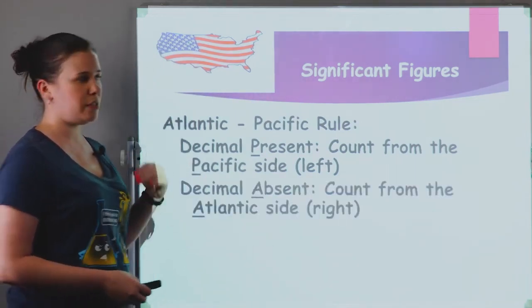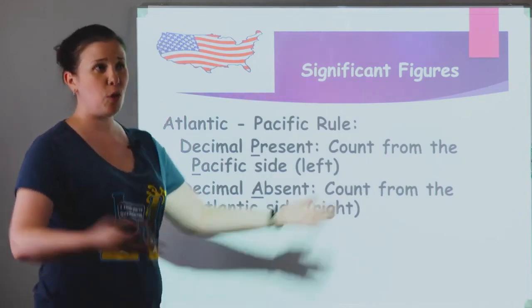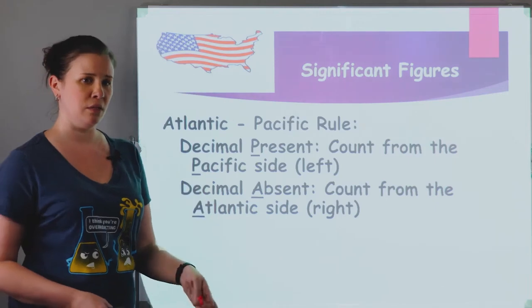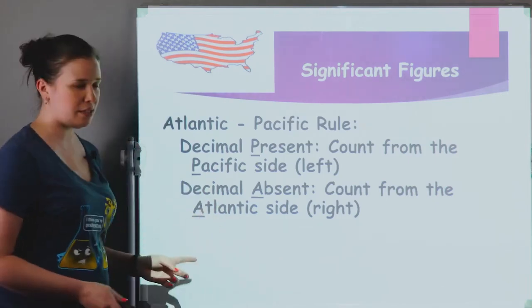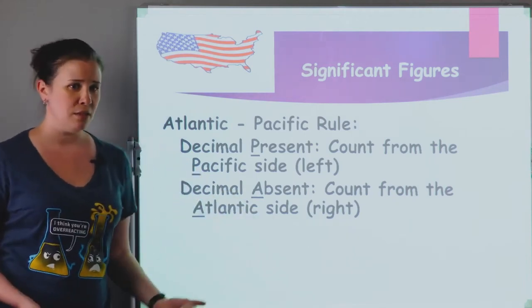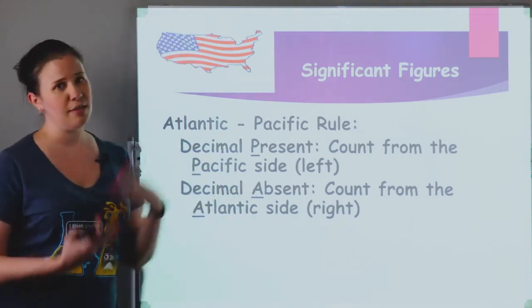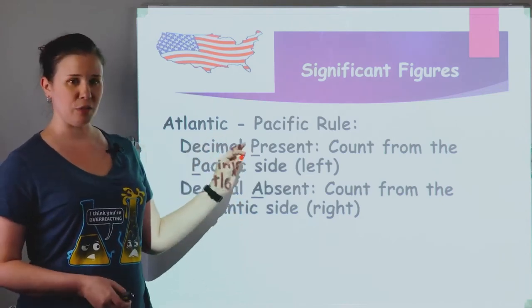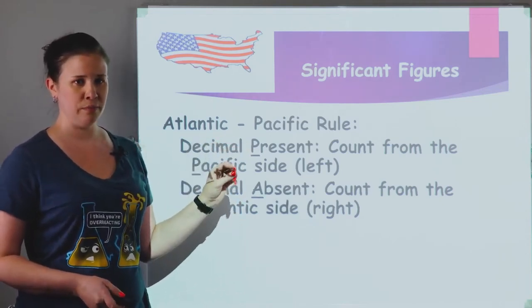Whereas if I have a decimal that's absent, like 400, just 400, no decimal actually written, then we would start counting from the Atlantic side. And yes, I understand that there's an assumed 0 at the end. Assumed 0 counts as absent 0, right? Same thing. But if you actually write the decimal, then that counts as decimal present.